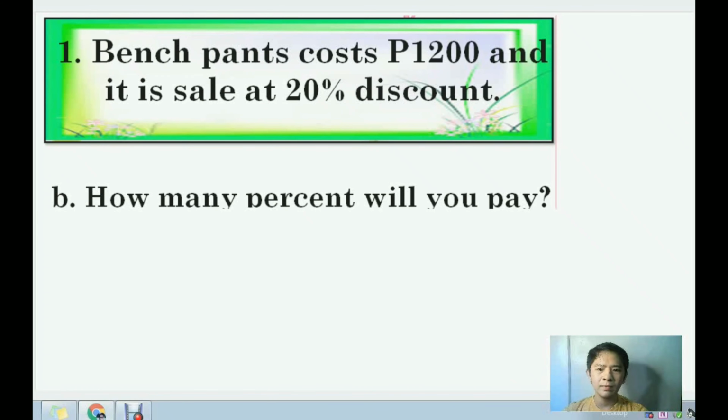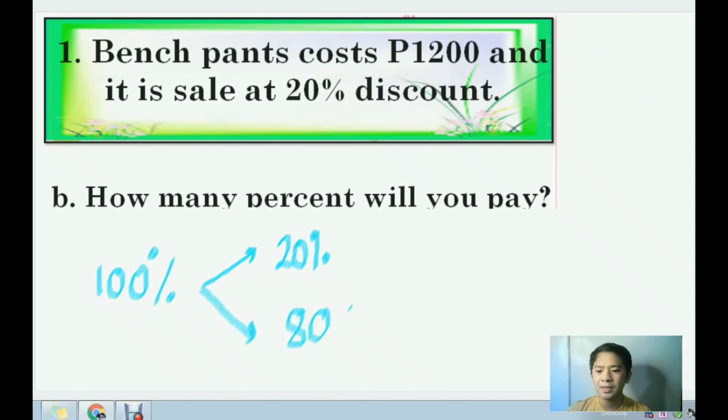Again, same situation, but the question is, how many percent will you pay? So, kung titingnan mo, ito yung 100%, ito yung pinakakabuuan ng price ng bench pants. Pero, meron kasi siyang 20% discount. Itong 20% discount, ito yung hindi mo babayaran. At yung ilang percent ngayon yung matitira na babayaran mo. So, syempre, 80% para maging 100% yung kabuuan niya. So, the answer is 80%. Next.